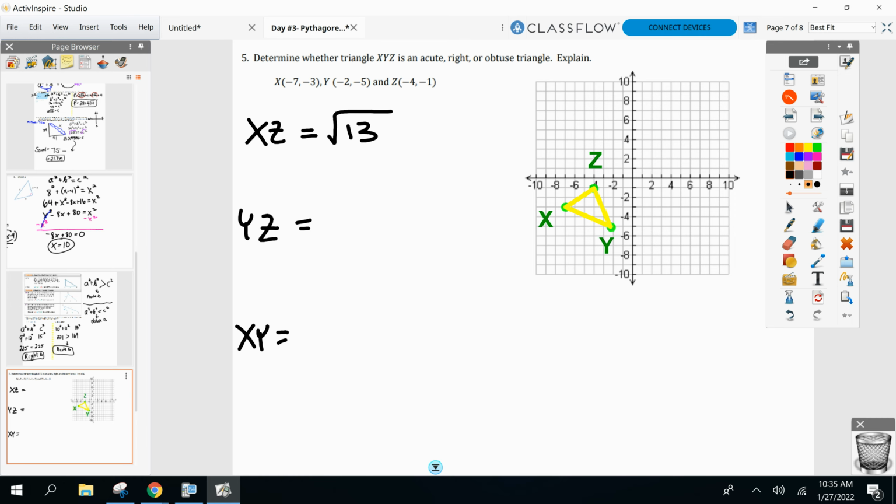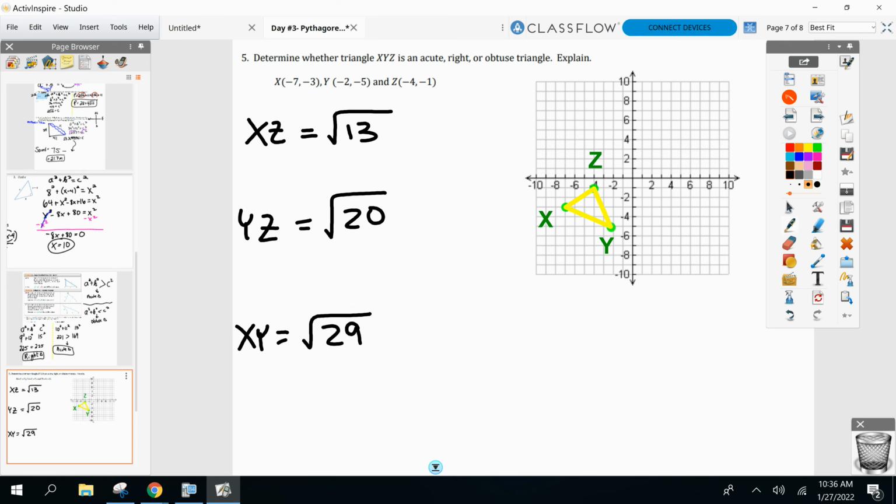YZ group in the back there, what do you have? Okay, leave it radical 20. All right, leave it radical 20. That's fine that you broke it down, but just leave it radical 20 here. And then my XY group, what do you have? Radical 29. All right, here we go.